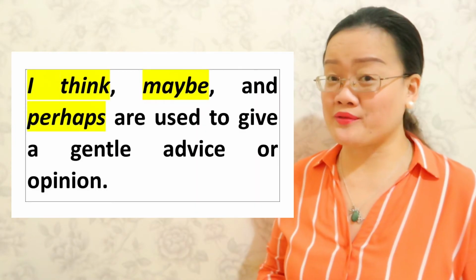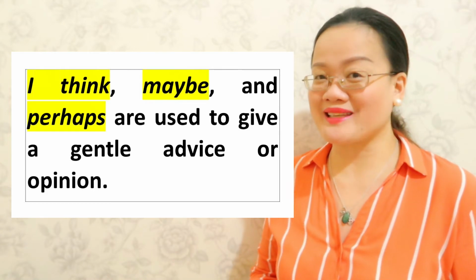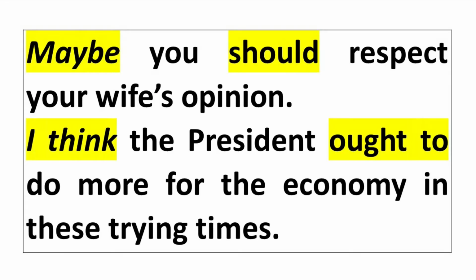To soften your advice or opinion, you may use I think, maybe, and perhaps. For example, maybe you should respect your wife's opinion. Another example, I think the president ought to do more for the economy in these trying times. Now, is it possible for us to give a warning and an advice at the same time?